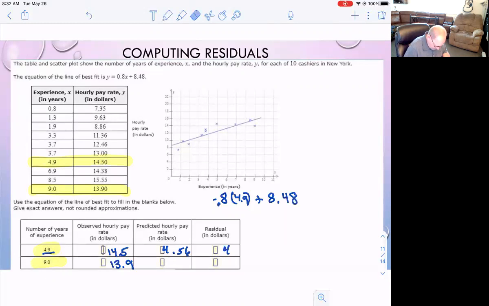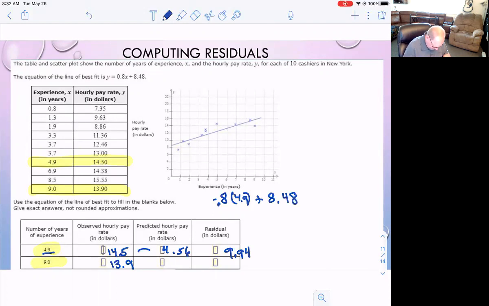And then what we're going to do is subtract 14.5 minus 4.56, which is 9.94. My arithmetic might not be perfect, that's why I ask you to use the calculator. I'm doing like 10 things, and this is honestly at least the 20th time I'm trying to make this video.